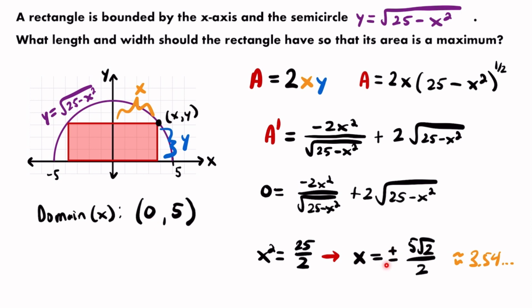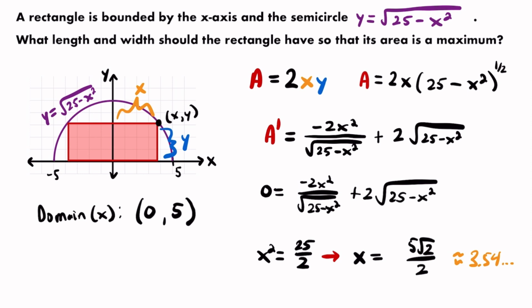But if we look at the negative one, that would be negative 3.54, which would not be within our domain for x. So we can forget about that negative value and just focus on the positive x value of 5 square roots of 2 divided by 2. The other value, the negative one, is not within our domain. Okay, so we're just going to work with x equals 5 square roots of 2 divided by 2. That is going to be our value of x, or the value of half of the length of our rectangle that will give it the maximum area. Now we'll actually find the real length in just a second.